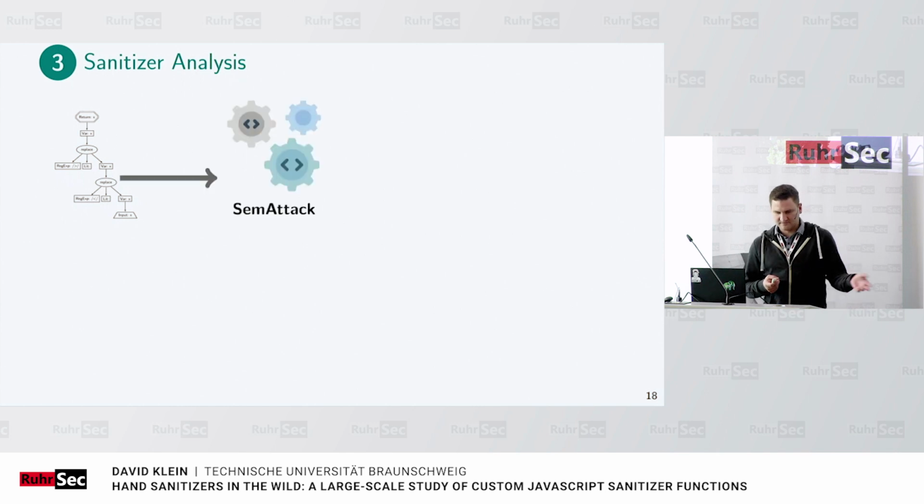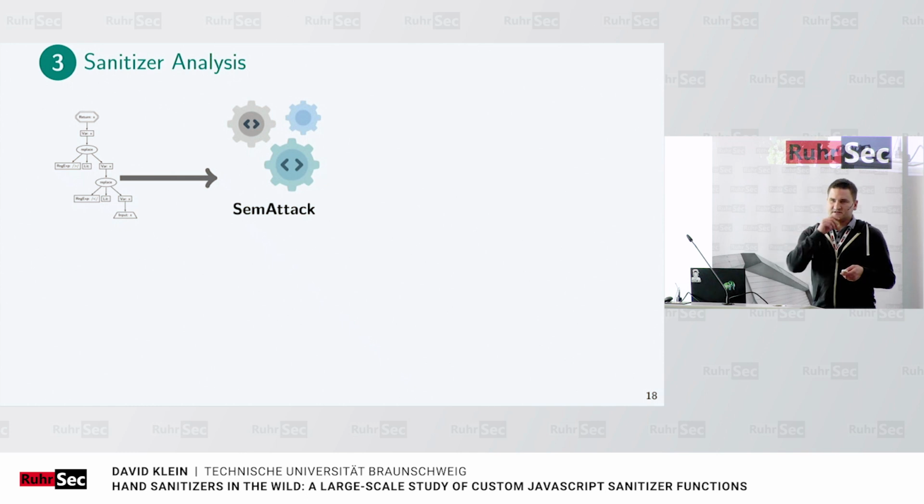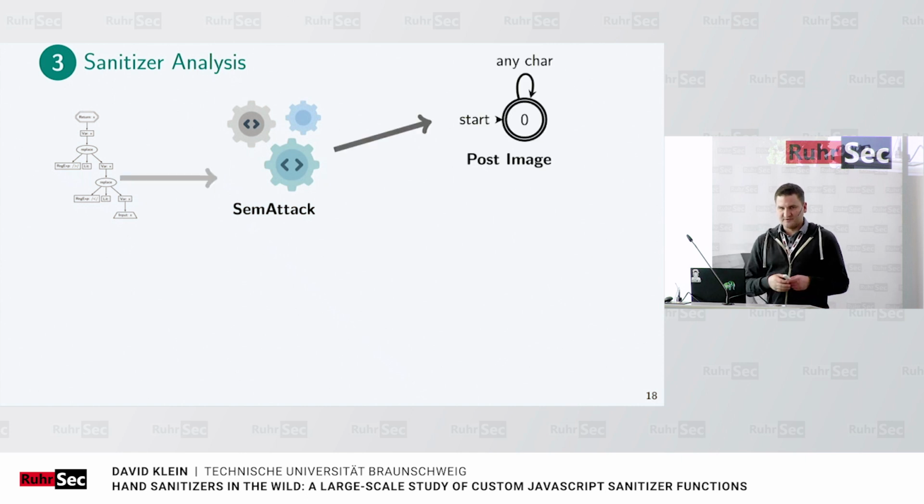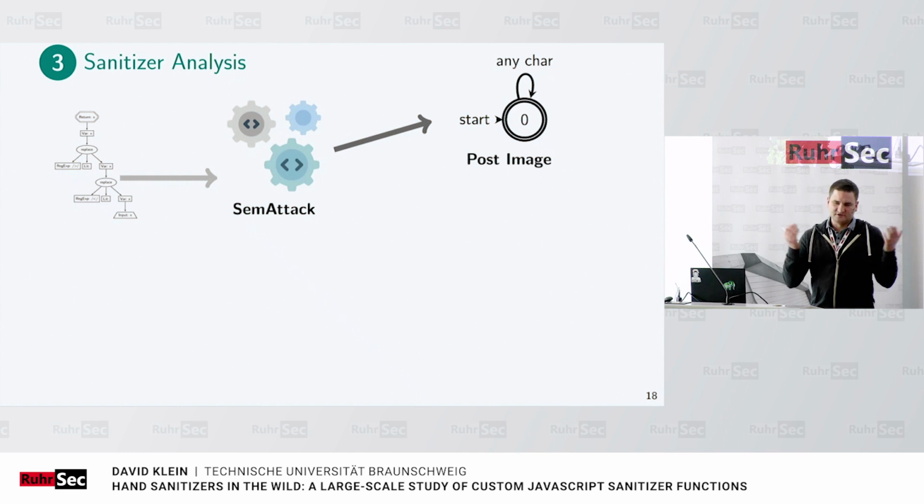Our abstract model was then put through Semitech, which is a framework which does symbolic string analysis. With a sanitizer, you can compute the automaton which describes the output of the sanitizer. So every word which ends in an accept state in this automaton is something you can generate with the sanitizer for an unknown input.